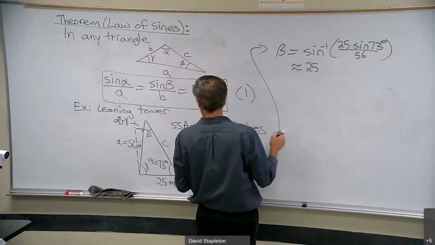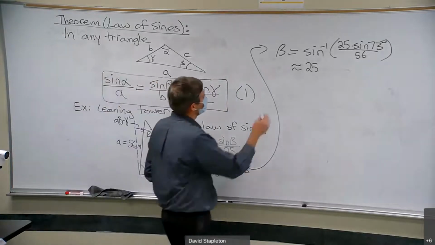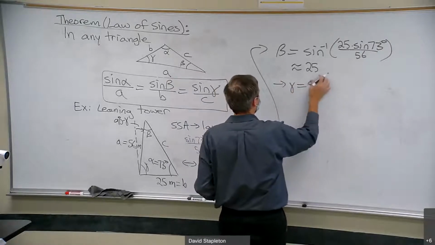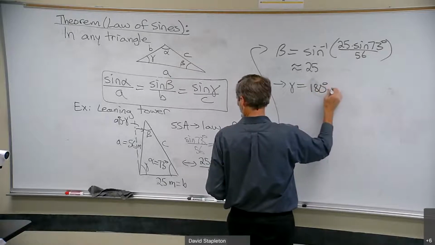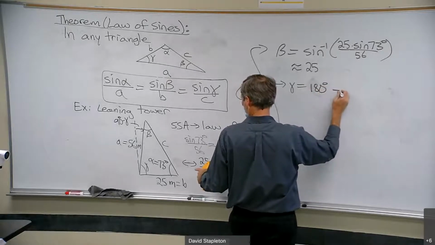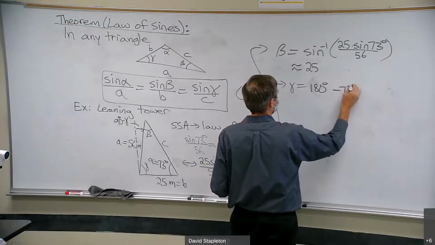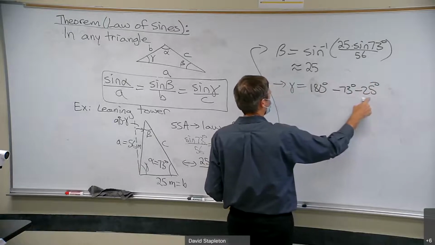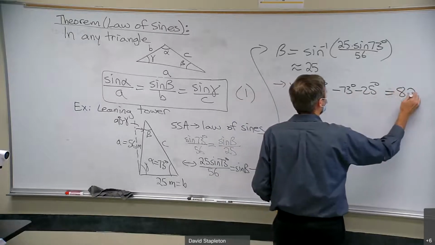All right, now that I have that, what I really wanted was this number here, gamma. That's what I'm trying to solve for. So gamma is 180 degrees less the other 2 angles that I have now. See, 73 degrees, 25 degrees. Well, that makes 98. So I've got 82 degrees left.